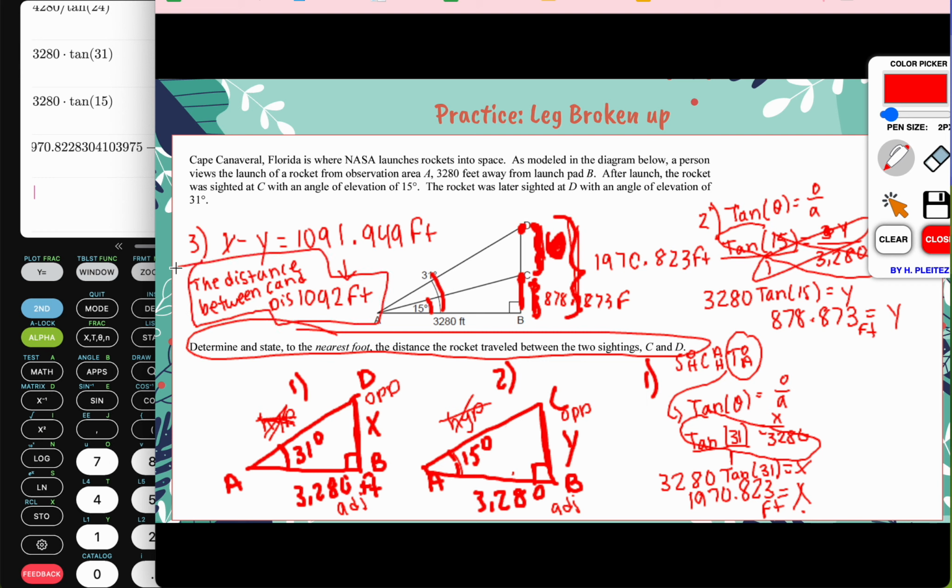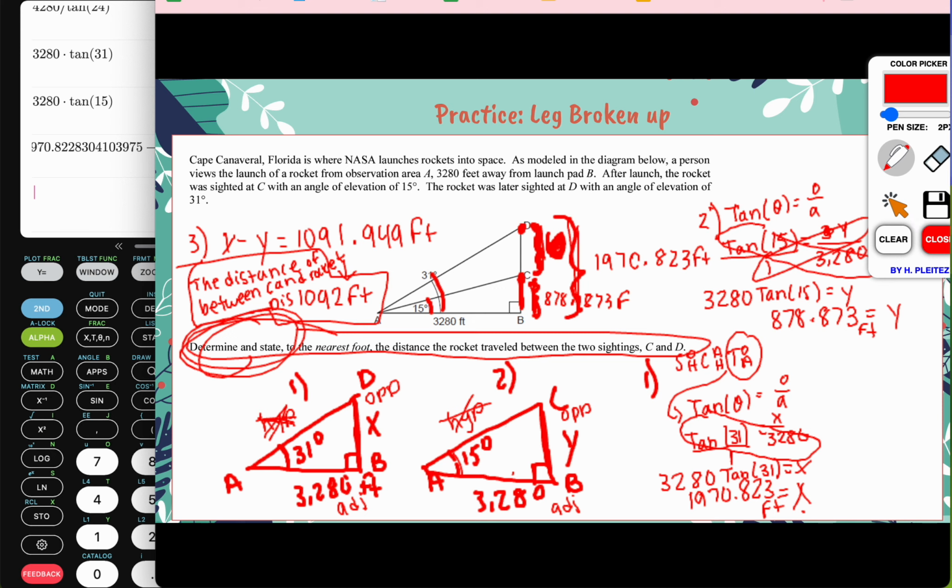When it says determine and state, you need to write your answer in terms of the context. So the distance, I would even be safe and say the distance of the rocket. The distance of rocket between C and D is 1,092 feet. Whenever it says determine and state, you need to say your answer in terms of the context. So use as many words from the context as you can to ensure your points.